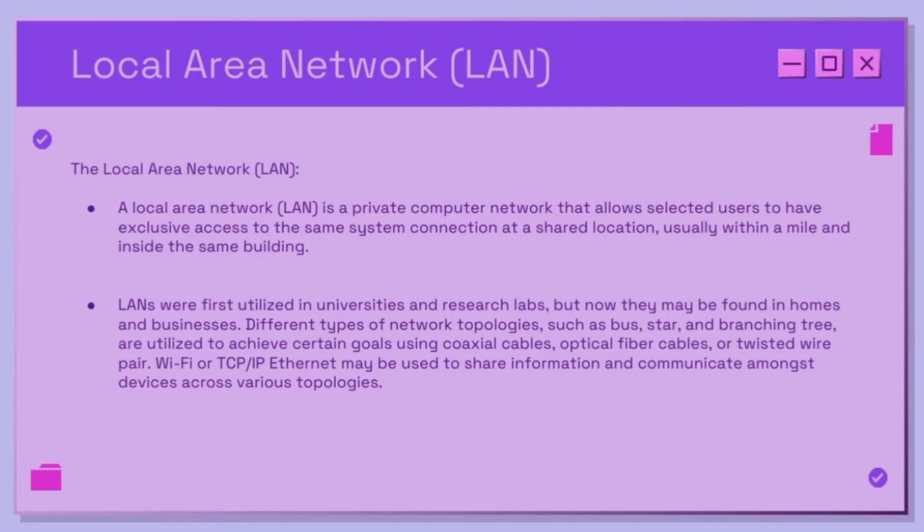Different types of network topologies, such as bus, star, and branching tree, are utilized to achieve certain goals using coax cables, optical fiber cables, or twisted wire pairs. Wi-Fi or TCP/IP Internet may be used to share information and communicate among devices across various topologies.